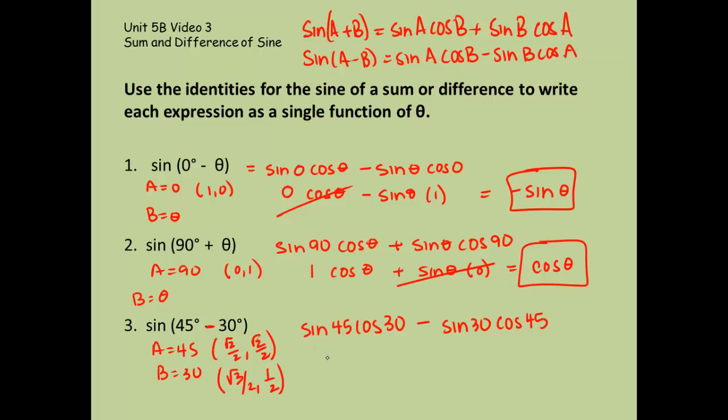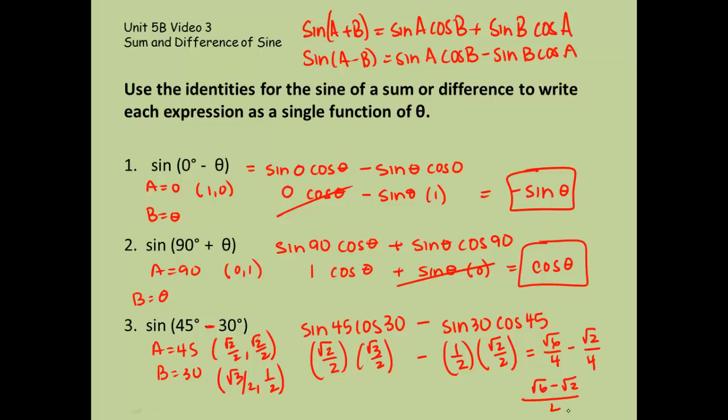So the sine of 45 is root 2 over 2, and the cosine of 30 is root 3 over 2. The sine of 30 degrees is 1/2, and the cosine of 45 is root 2 over 2. So we can simplify this to be, on the first piece, the square root of 6 over 4, and on the second one, the square root of 2 over 4, for a final answer of the square root of 6 minus the square root of 2 all over 4, because they have a common denominator.